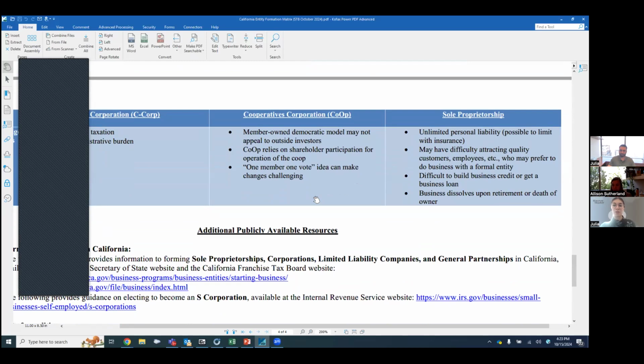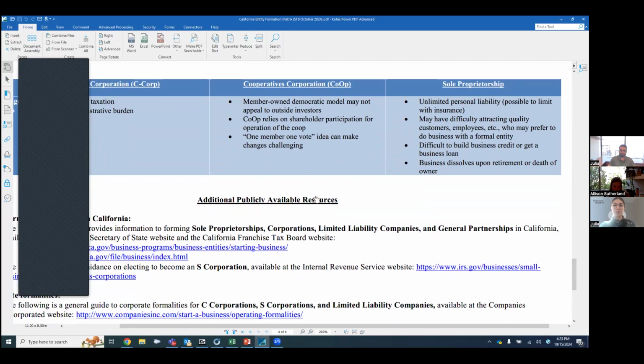And this can make it difficult to attract customers or suppliers or employees who are used to working with more sophisticated entities like a corporation or LLC. And it can be difficult to get business credit. But again, sometimes sole proprietorships are helpful just because they're easier to run and form.